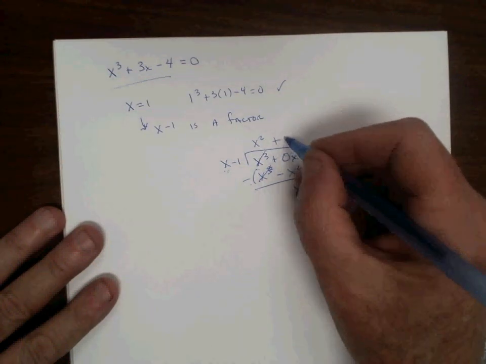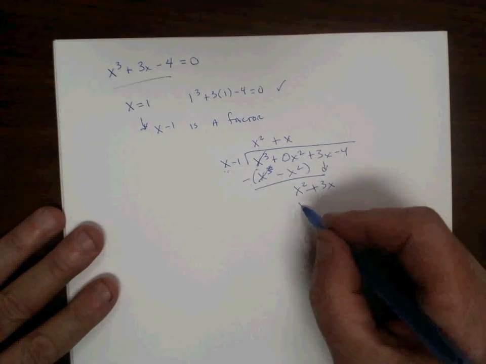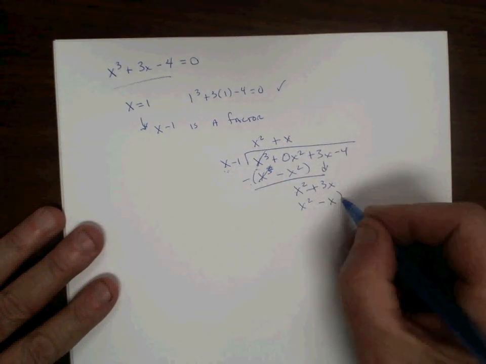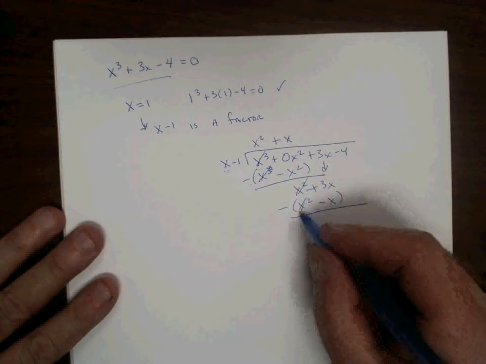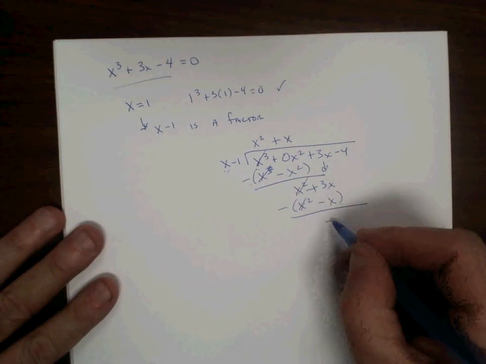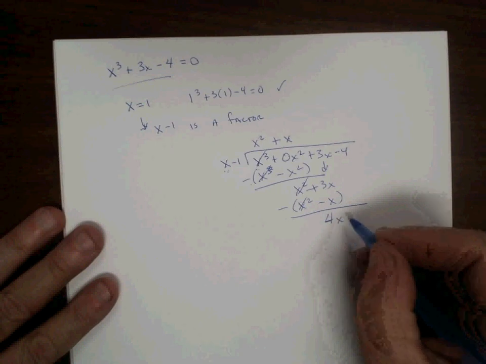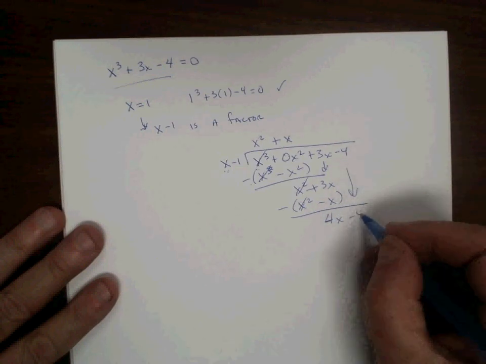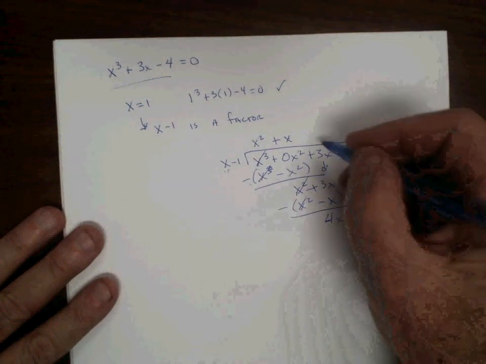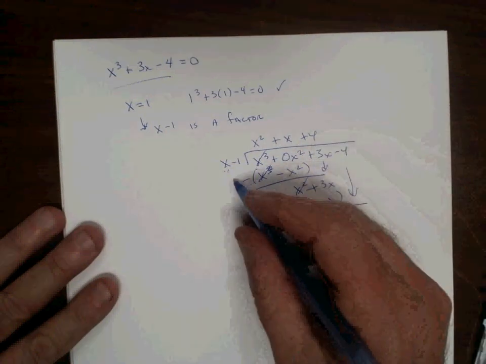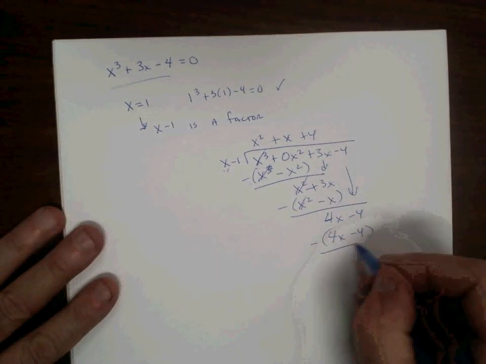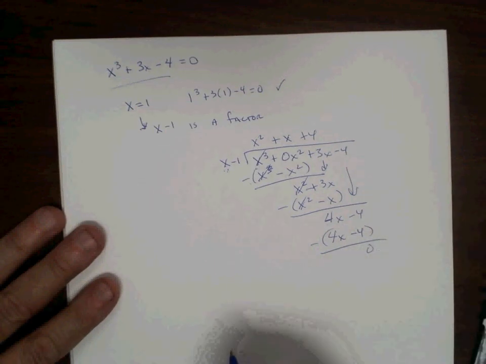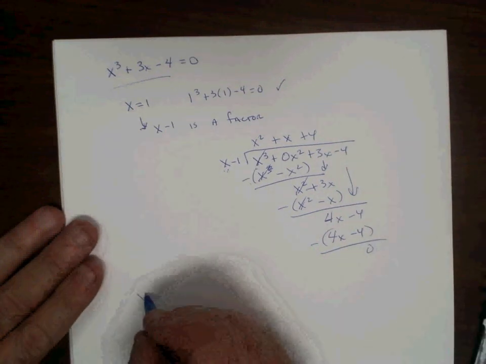X times x makes x squared. Multiply that on the outside, get x squared minus x. Subtract that. X squareds cancel. 3x minus negative x makes positive 4x. Bring down the negative 4. X times 4 makes 4x. Multiply that on the outside, get 4x minus 4. Subtract. That's 0. Verifies it was a factor.